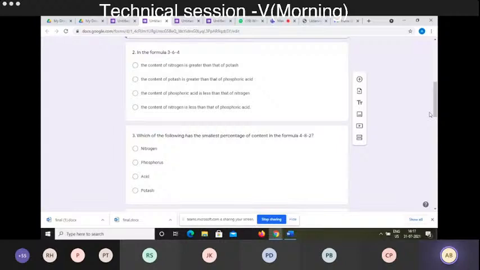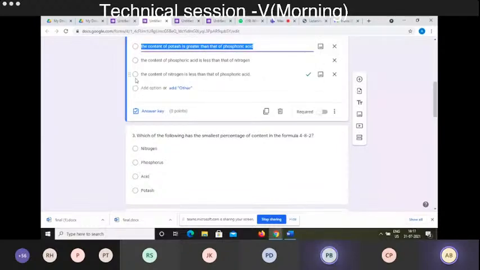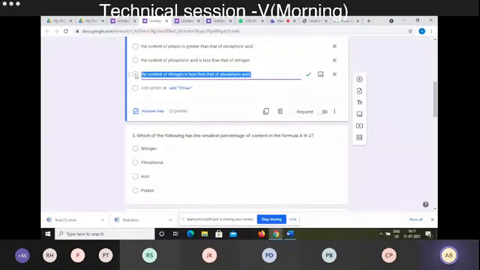Your listening was focused, but looked like not focused enough. Or make a guess? Ma'am, second one. Yes. Second one, let's see. No, but here is the correct answer. It is the last one. The content of nitrogen is less than that of phosphoric acid. Okay, shall we move on, Aparthana?